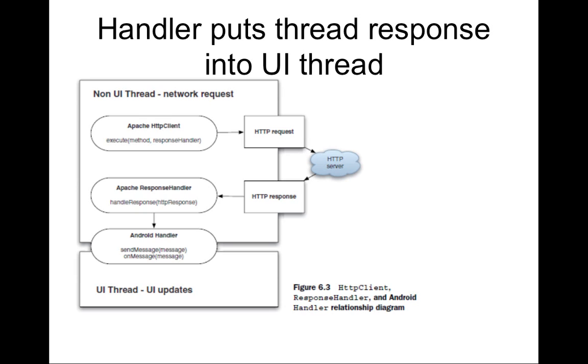So this is essentially the architecture of what would be called the client end, or what would reside on the phone. It's the HTTP client, the response handler, and the Android handler relationship diagram, showing you that there's a handler that communicates between this local thread that's running, which is your activity class, and that server that's way out there over nowhere. It's not going to have a direct connection to it.